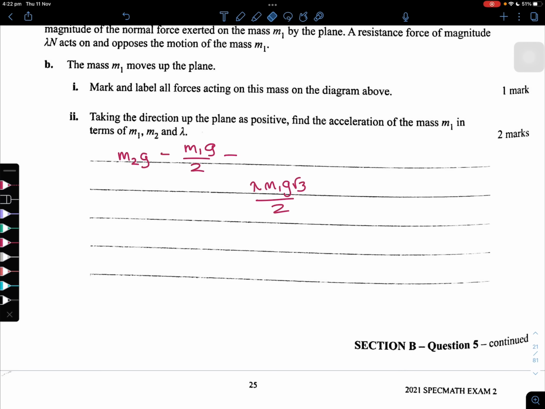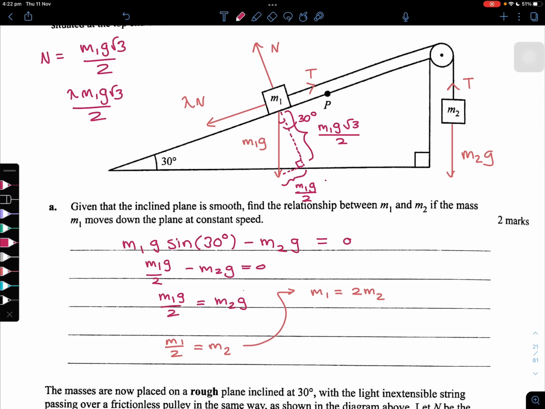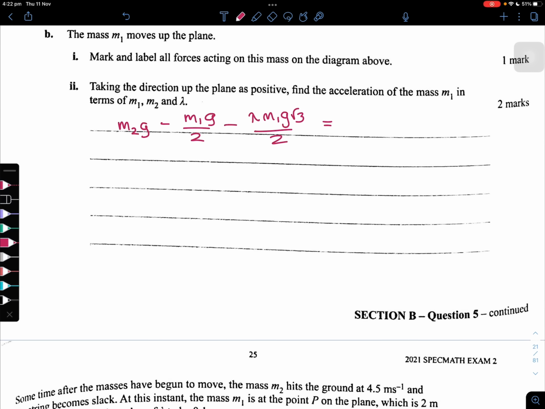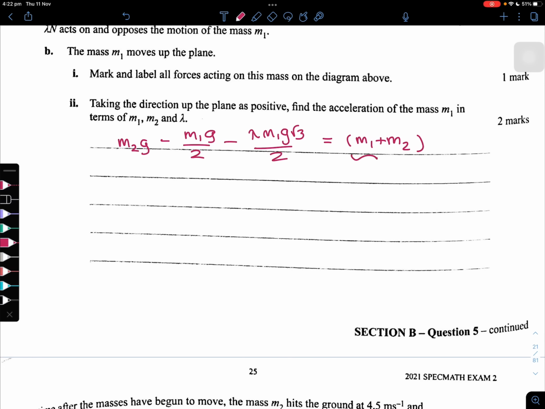So coming down here, instead of lambda N, I'm just going to write what we have here. Now these are all the forces that are influencing the motion of m1. The tensions cancel out. We have m2 pulling m1 up the plane, and we have the friction and the horizontal component working against it. And this is equal to ma. The mass of the entire system is both of the masses added together, because the whole thing acts as one system. The string is inextensible, so the whole system's mass is m1 plus m2, and then we have acceleration.